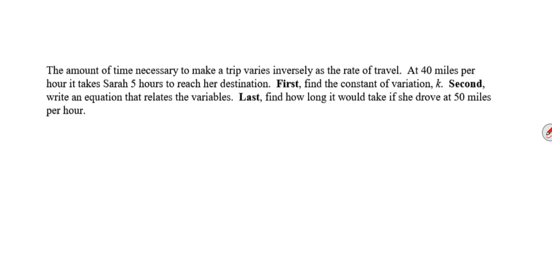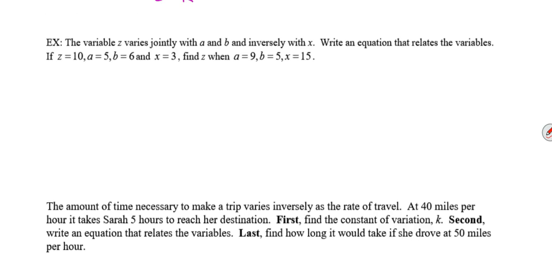Let's try this next example here. The variable z varies jointly with a and b and inversely with x. So this is a more complicated type of question. But again, you're just going to go straight through it and just write what it says. It says z varies, and as soon as I hear that varies, I'm putting a k right after the equal sign.